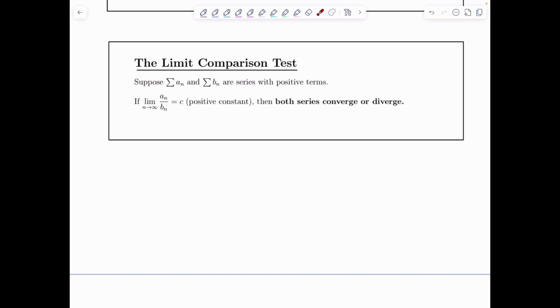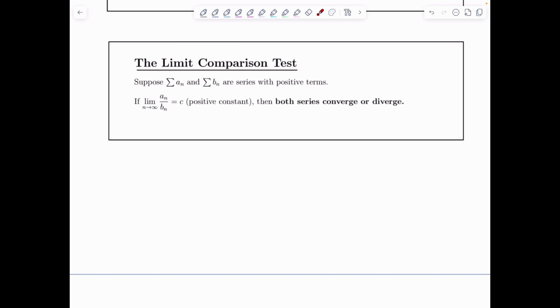So suppose the sum of an and sum of bn are series with positive terms. If you take the limit as n goes to infinity of the ratio of the terms, an over bn, and you get some constant c, and it's positive, so it can't be 0, and it has to be a constant, so it can't be infinity, then both series converge or diverge. This is so beautiful. I like to say both series behave the same. They're basically twinsies. So whatever you compared it to, if you get some non-zero constant, you know your series does the same thing as the other guy.